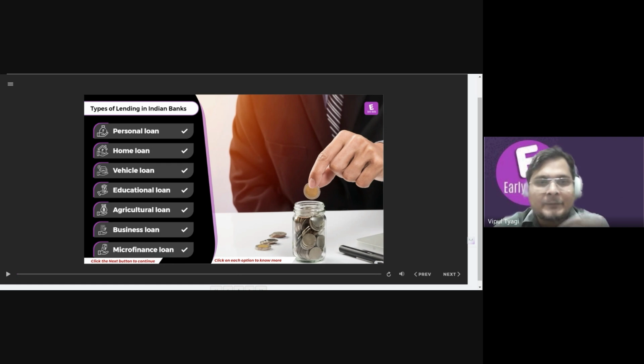So the main purpose of microfinance loans is to help them upgrade their lifestyle, start a new income, and get connected with mainstream financial services.